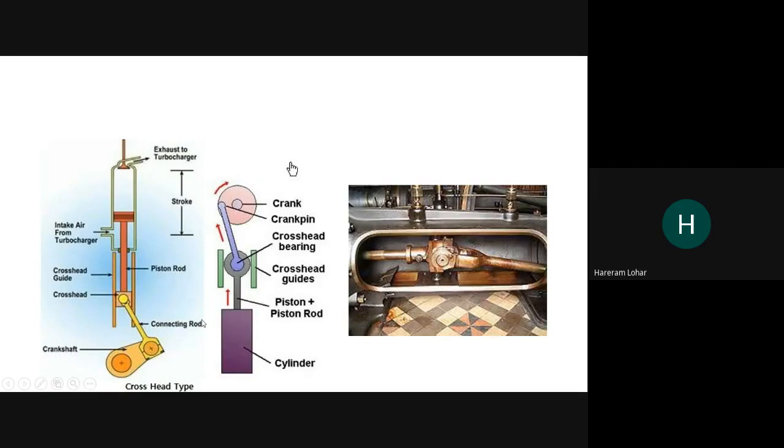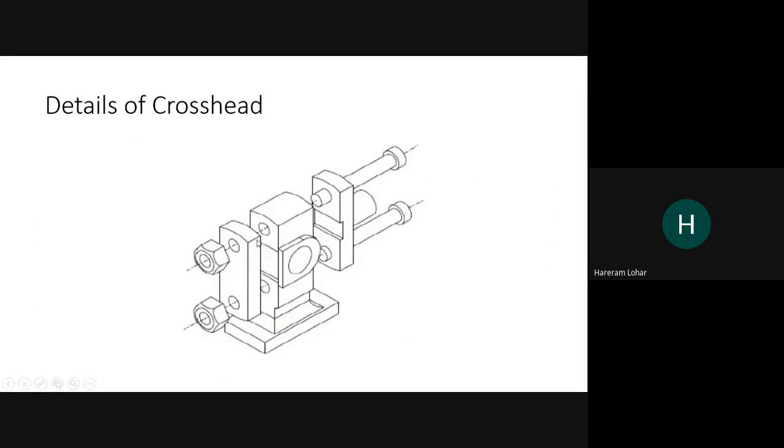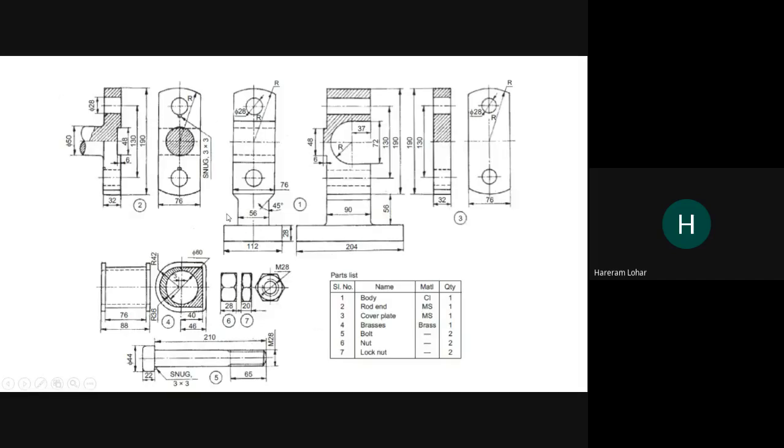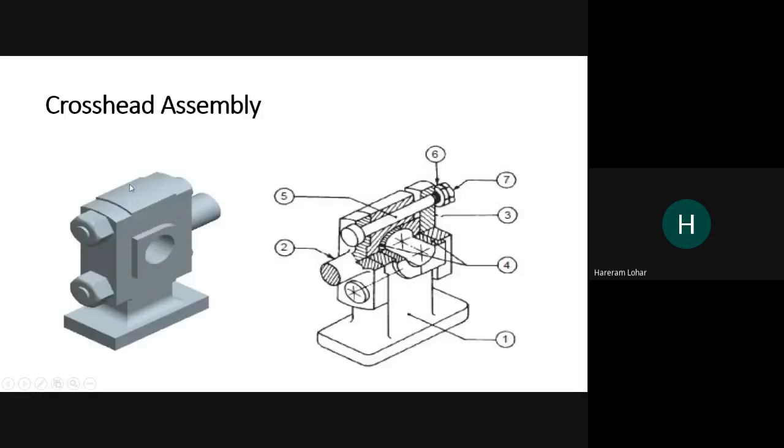Now, how will the crosshead assembly be? That assembly will be shown here. So that will be the exploded view. Okay. Exploded details view of the crosshead. Now, when we see the assembly view, the crosshead assembly, this type of assembly will be there.